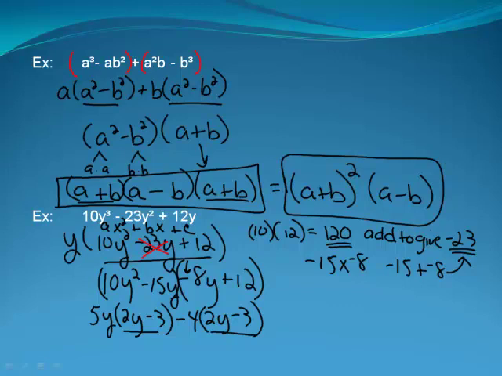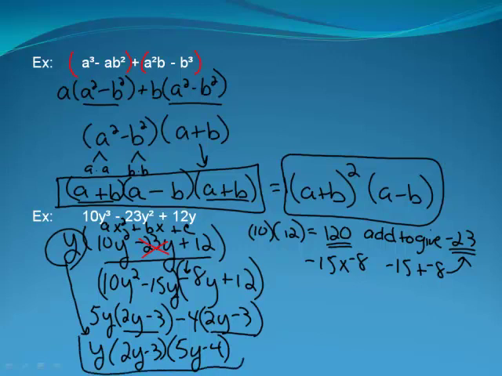My groups match, and so I've got my group, 2y minus 3, times my group of what's left, 5y minus 4, and then don't forget that y that you factored out at the very beginning to give you your final answer of y times the quantity 2y minus 3 times the quantity 5y minus 4.